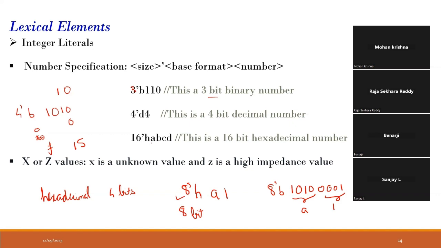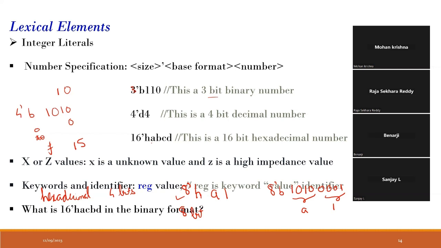So this is the same. We will also use a register, and we call a register by reg. Now, let us try this. Can you tell me what is 16'hACBD in the binary form? Can anyone tell me? How will I write this down?